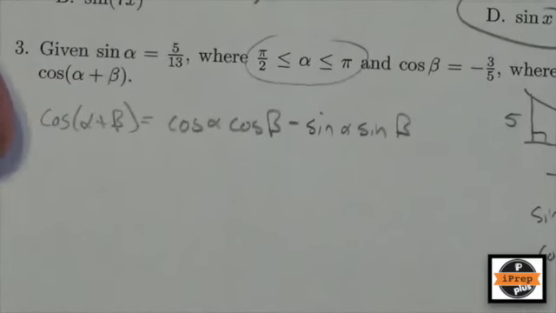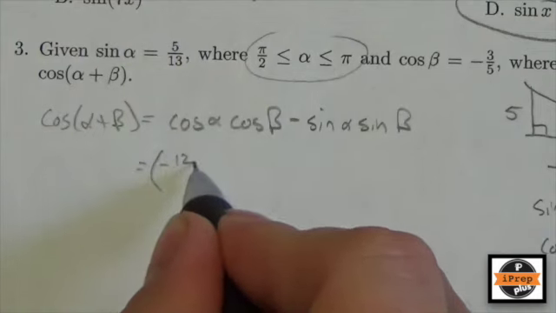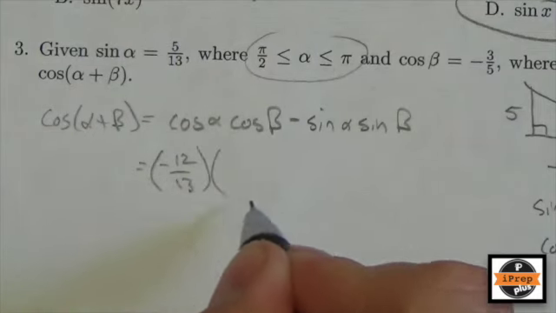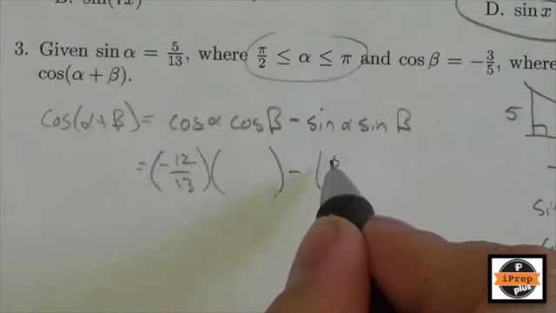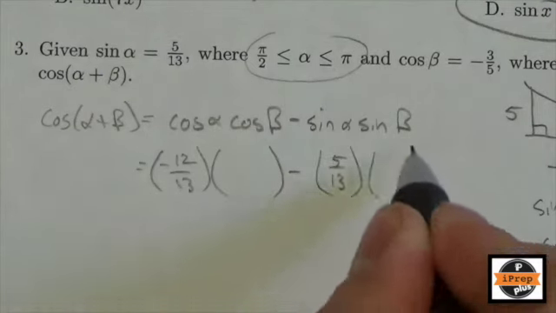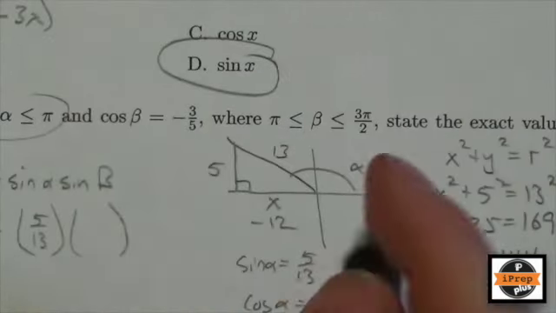So I've got those two pieces, so I can actually come over here. I know that this little bit right here is going to be negative 12 over 13. I don't know what the cosine of beta is quite yet. I know that the sine of alpha is 5 over 13, and I don't know what the sine of beta is yet. I'll figure that out in a second.